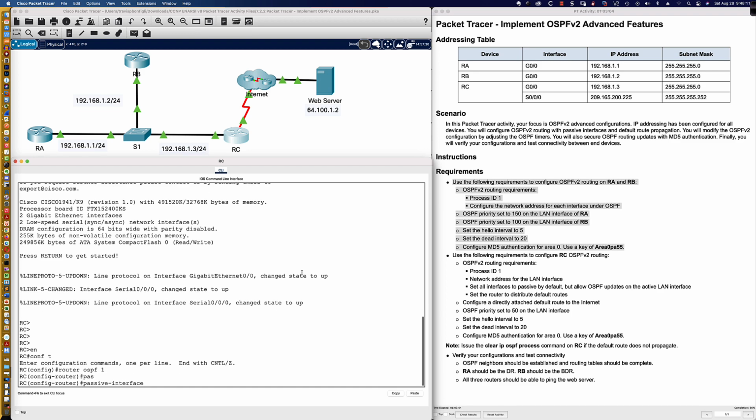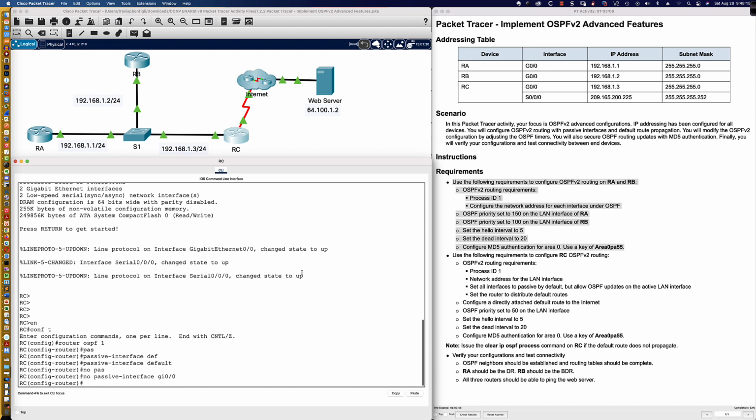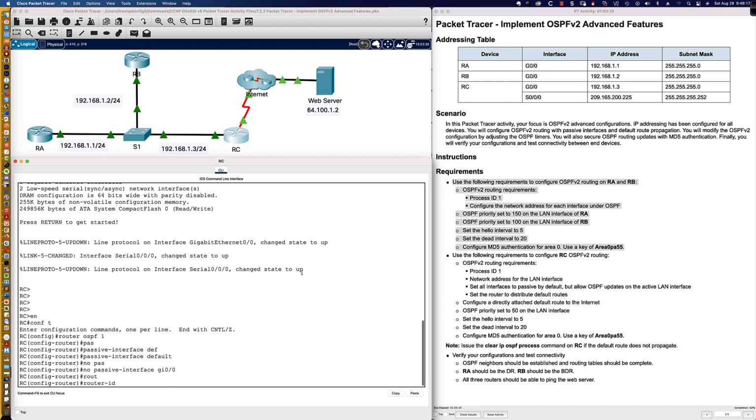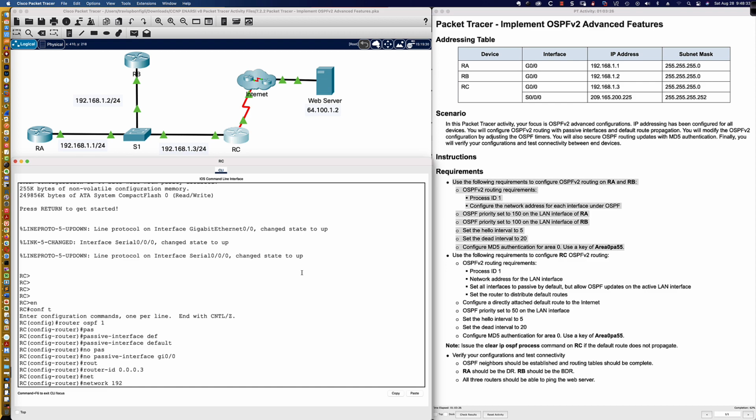So we're going to go ahead and say passive-interface default, no passive-interface GigabitEthernet 0/0. We're going to say router-id 0.0.0.3 to pull it together here. And so network address for the LAN interface. So we look up at the addressing chart. Hey, okay, it's in that same /24, so pretty simple, right? This is pretty straightforward.